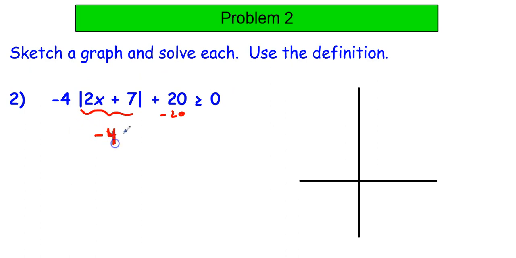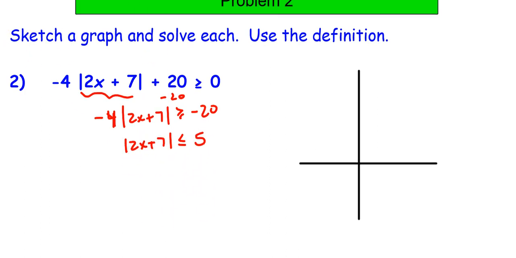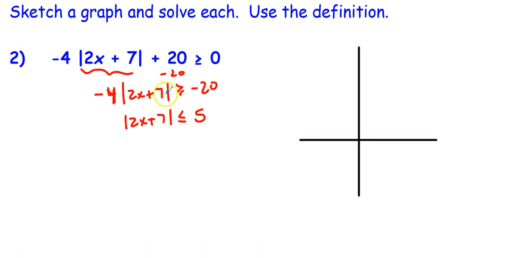So I'm going to have -4 times the absolute value of 2x plus 7 is greater than or equal to -20. And then divide by that -4. I get the absolute value of 2x plus 7. Flip my sign because I divided by a negative, so that becomes less than or equal to. A negative divided by a negative is a positive, and 20 divided by 4 is 5. So I've got this thing simplified here. I've isolated my absolute value, and that means I can go in and find my vertex.